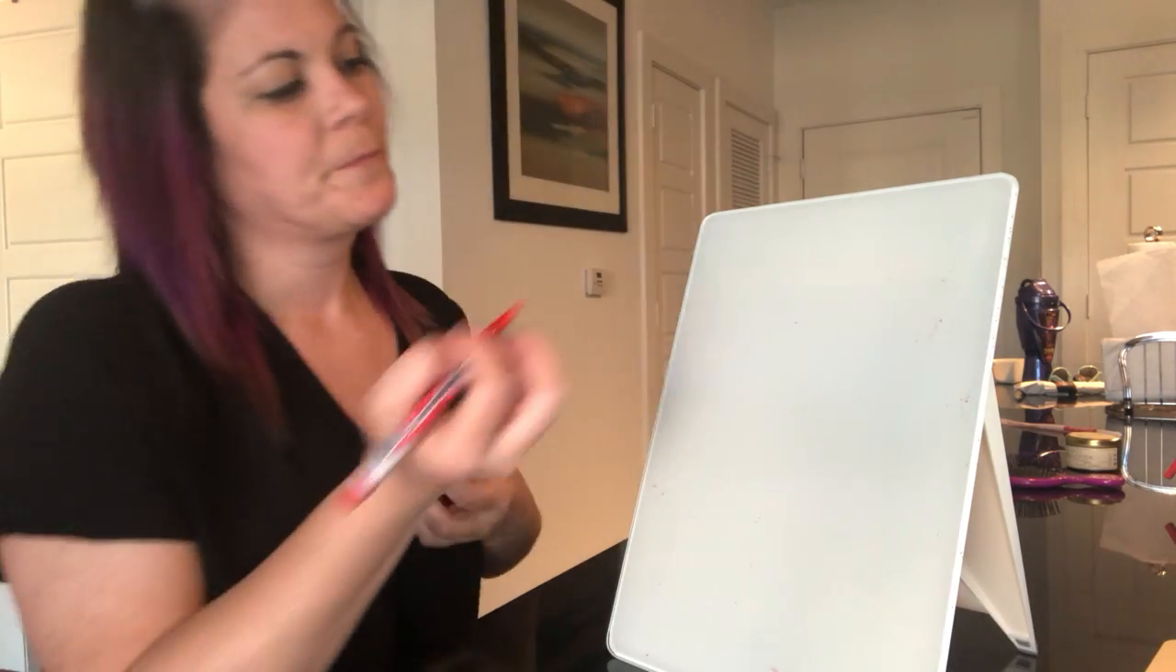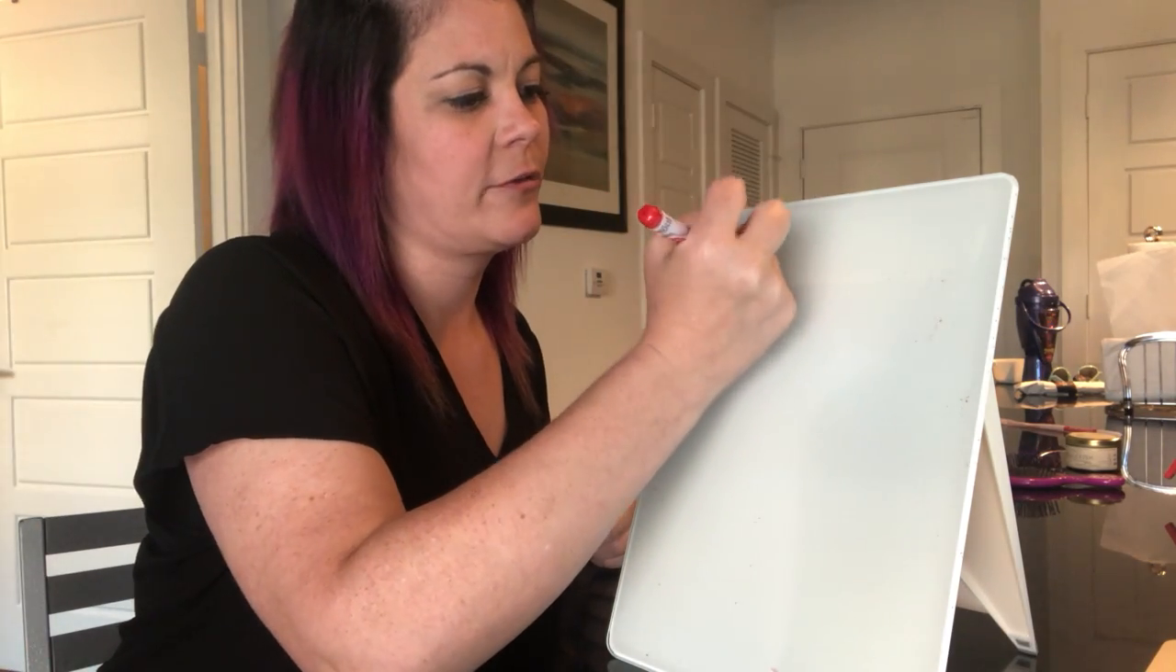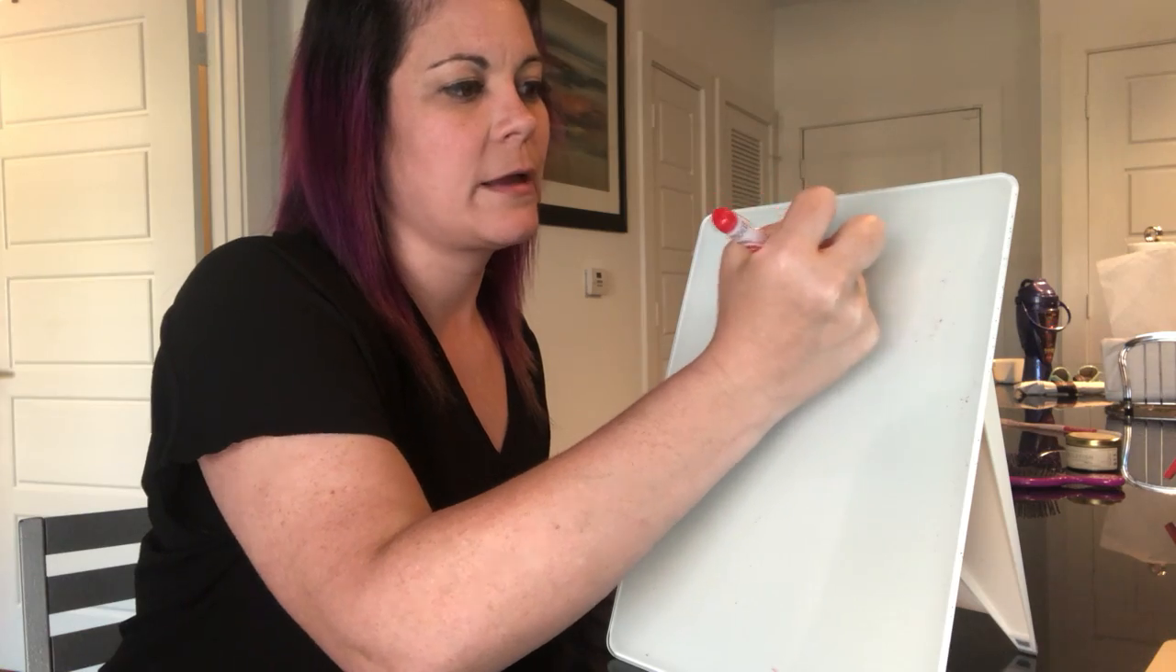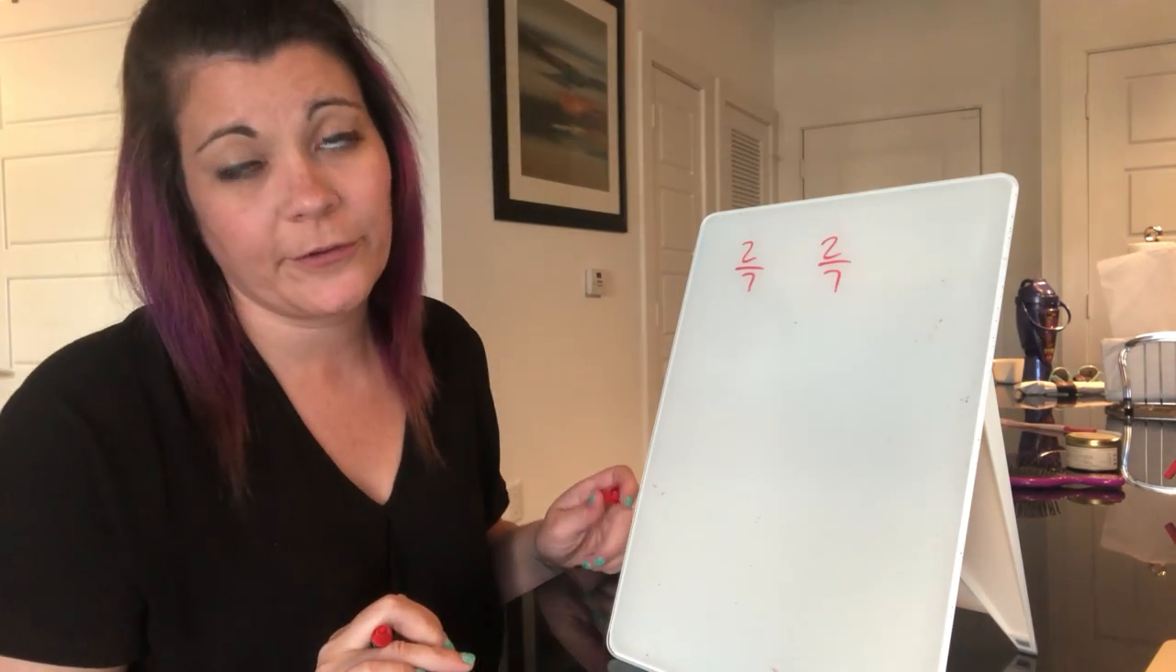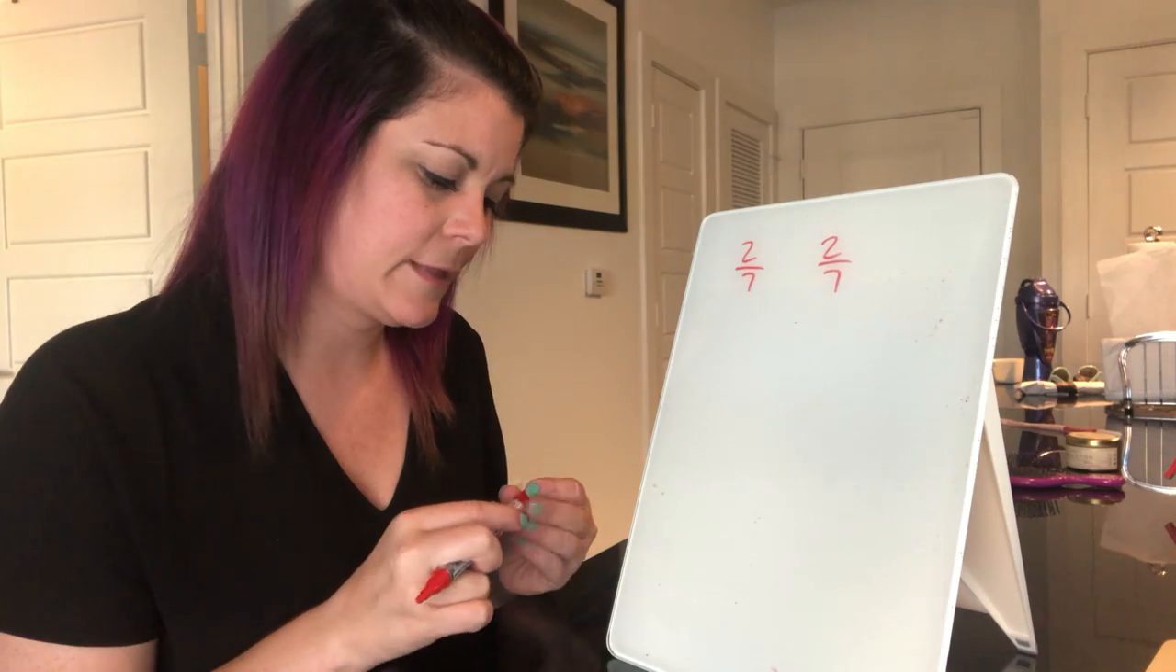Two lines are parallel if and only if they have equal slopes. So parallel lines have equal slopes. If I said the slope of one line is 2/7, the slope of its parallel line would also be 2/7. Okay, so parallel lines have the same slope.